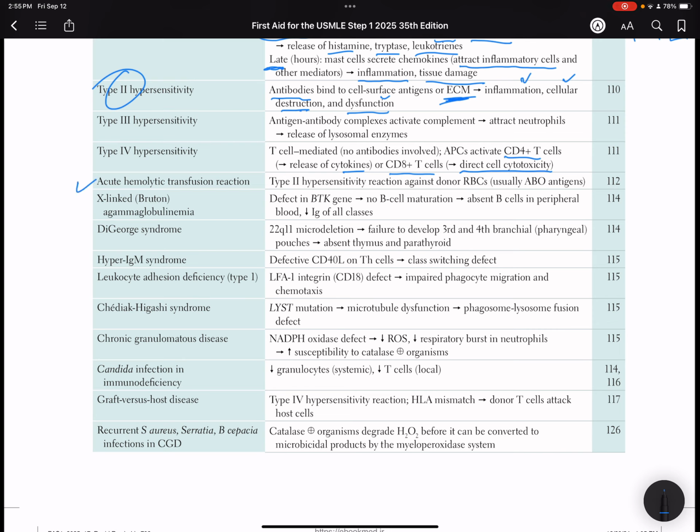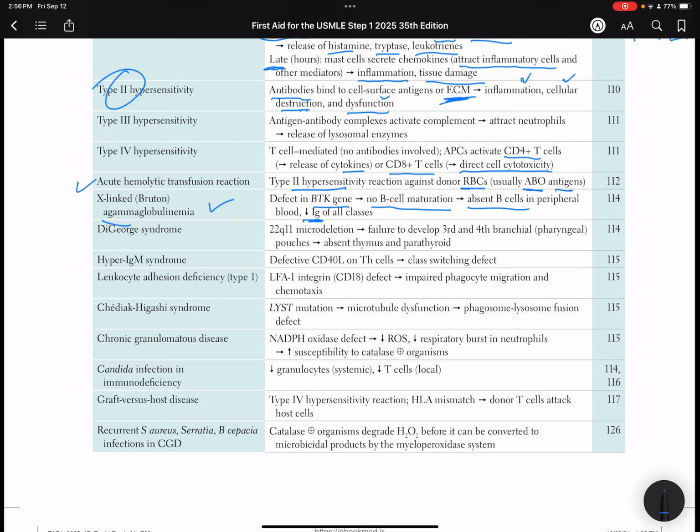Next condition is acute hemolytic transfusion reaction. This is a type 2 hypersensitivity reaction against donor RBCs, usually ABO antigens. X-linked Bruton agammaglobulinemia is defect in BTK gene. This leads to no B cell maturation, which causes absent B cells in peripheral blood, and therefore you see decreased immunoglobulin of all classes. In agammaglobulinemia, immunoglobulins of all classes are depleted, and this is because of defect in BTK gene.